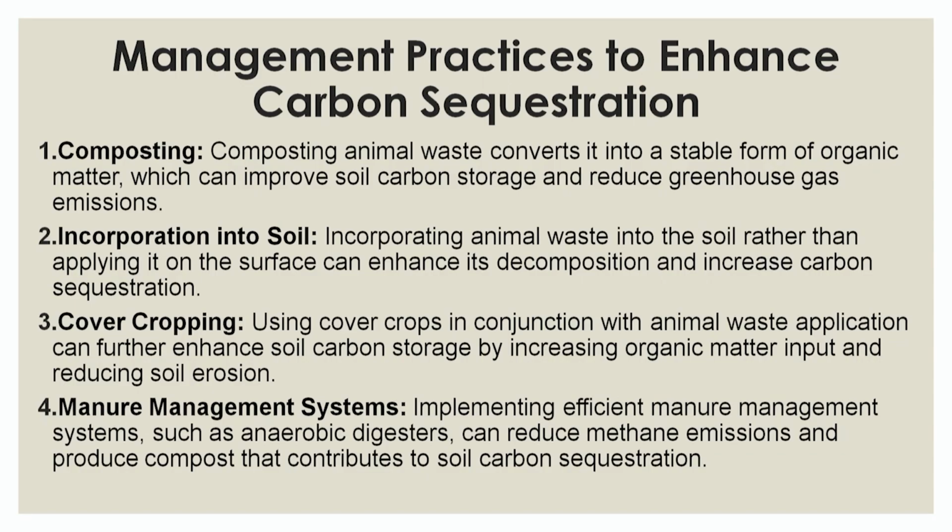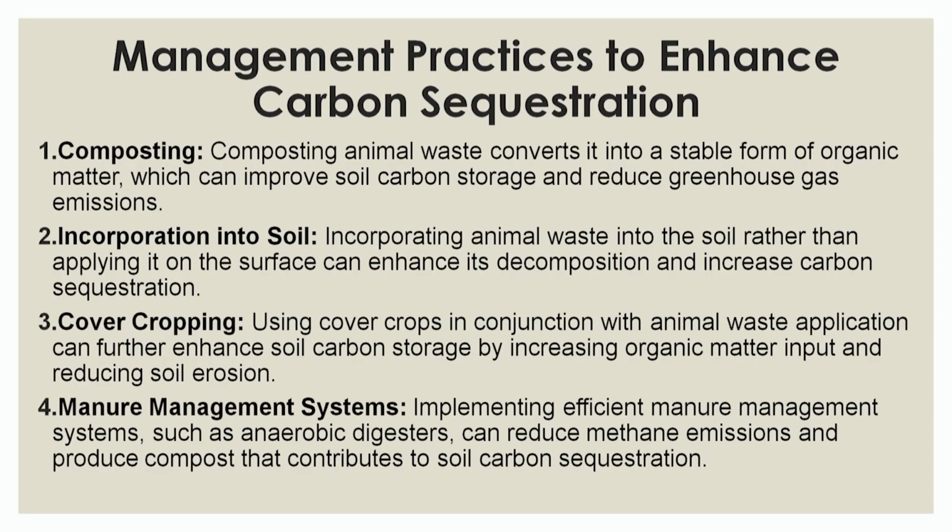In India, the common practice is applying the animal waste onto the surface of the land. People just throw out the waste, the dung or the animal feces, directly onto the surface of the soil, thinking that it will be converted into manure. But if it is applied or incorporated into the soil, then it will be more beneficial to the soil, as well as carbon sequestration will be done more efficiently.